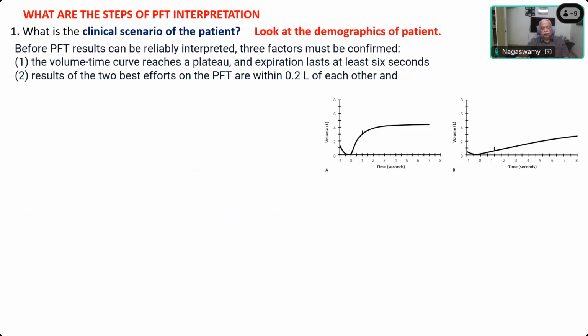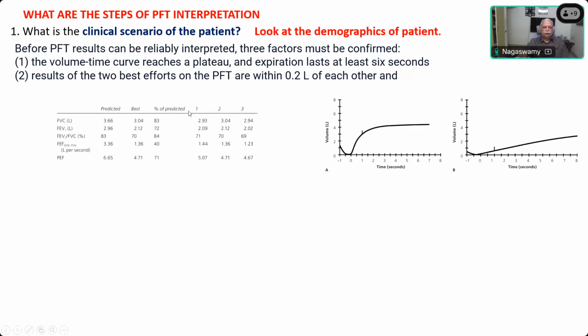So like that, every time you have to do it 3 times, and the 2 best efforts should be less than 0.2 liters different. For example, FVC, first attempt it is 3.4 liters, second attempt it is 1.8 liters, third attempt it is 3.17 liters. If that is so, it is not reliable. So the maximum difference should be only 0.2, or 200 ml, between the best two efforts. Then only it is reliable.